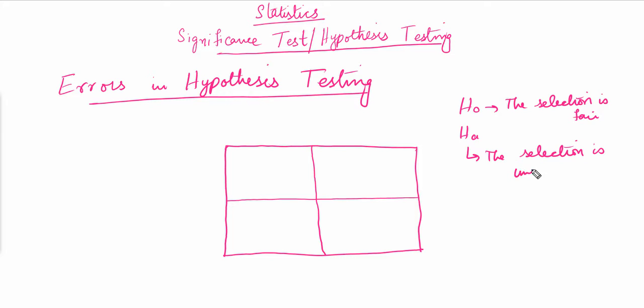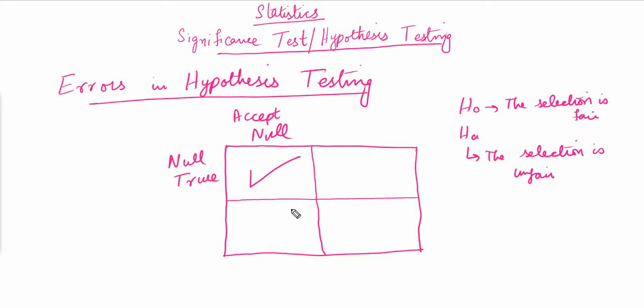Is unfair. So if in actual the selection is fair, which means in actual our null is true, and we accept our null hypothesis. Let's suppose we accept our null hypothesis. I'll just write over here, accept null. Then we have made a correct decision. In actual the null hypothesis was true and we have accepted our null hypothesis, then our selection is true.